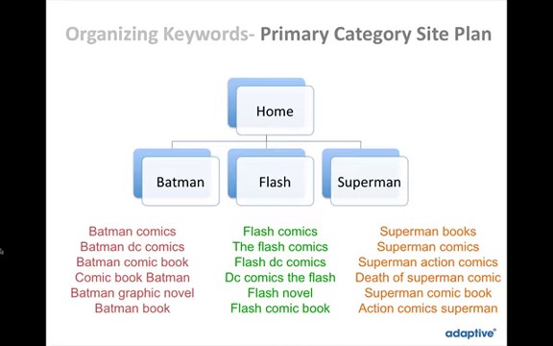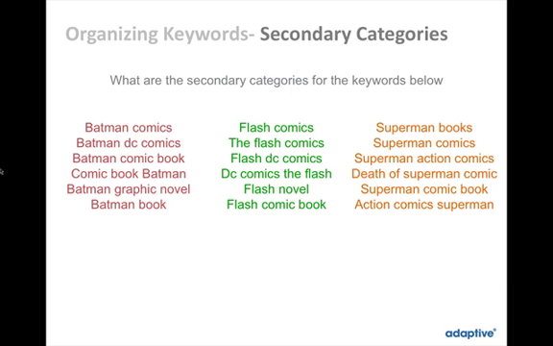In terms of using that information on the website, what it allows us to do is start creating our site plan. So we'd have a home page, and we'd have a category for Batman, a category for Flash, and a category for Superman, and then each category or each page has its own set of keywords which it would focus on.